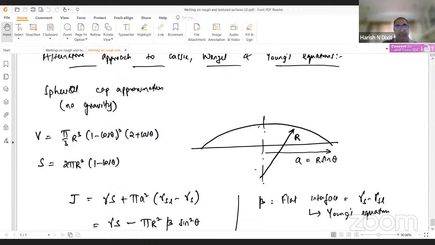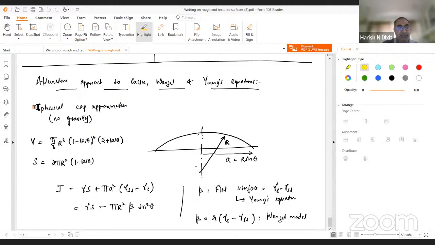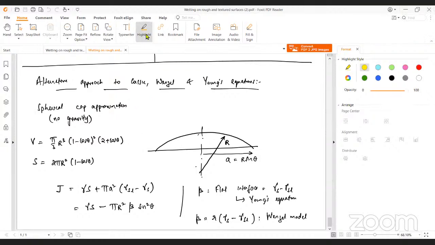I've specifically mentioned here that there is no gravity. Let me highlight that bit here. It's specifically that there's no gravity in this region. Okay.